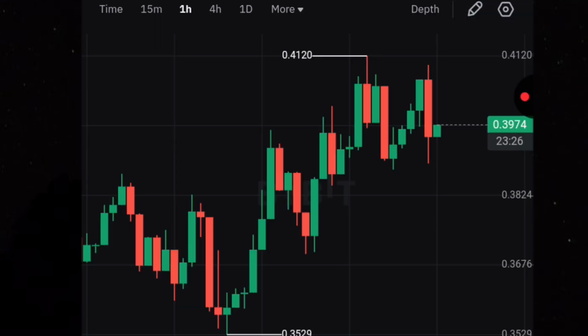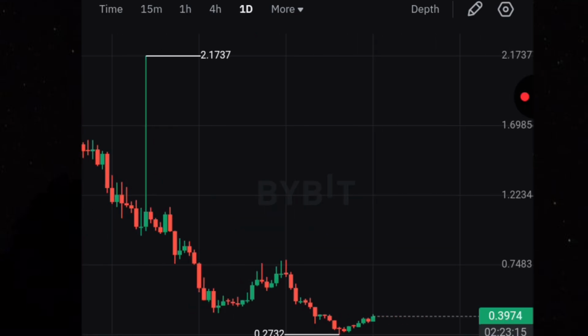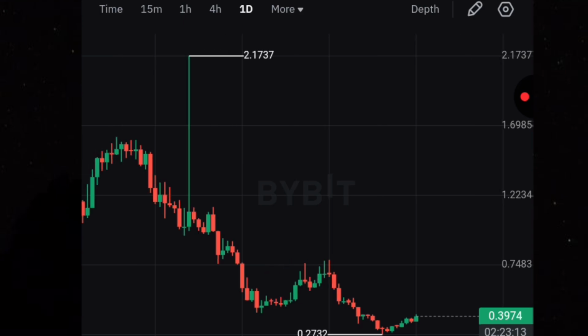Now, normally I use the 4 hour time frame and the 1 hour time frame to trade. Okay, but first of all, I'll go on the 1 day time frame to see what this crypto is doing. So on the 1 day time frame, it shows me that the crypto is actually coming down. It has been coming down for a long time, but now it is starting to push upwards a little bit on the 1 day time frame.